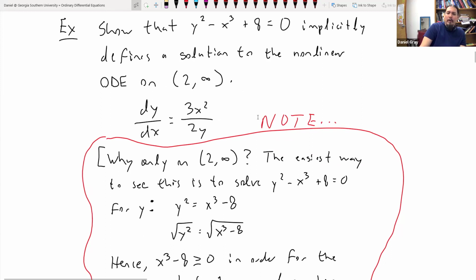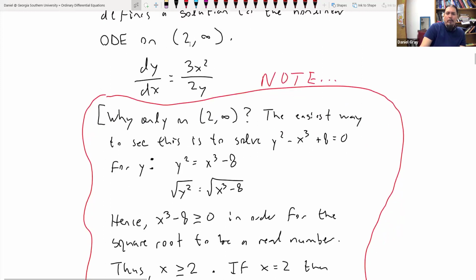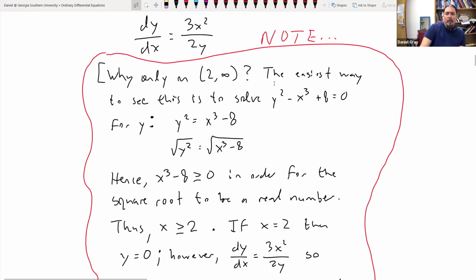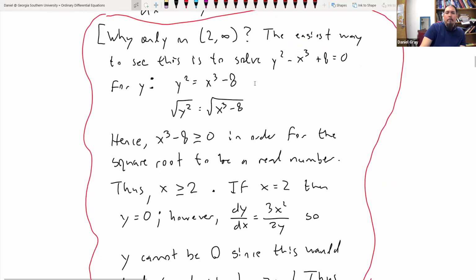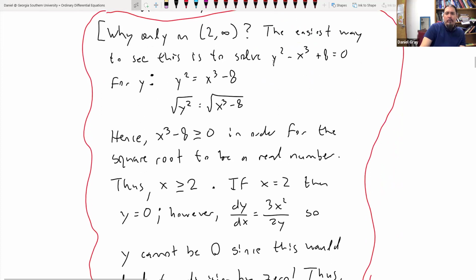Okay. And so just as a quick note over here, why is it only on 2 to infinity? Why isn't it on negative infinity to positive infinity? Certainly, if you look at this equation, you can plug in any x value you want. You can plug in any y value you want. Okay. So here's why. The easiest way to see this is let's just try solving for y in this equation. So we'll isolate it on one side of the equation. We get y squared equals x cubed minus 8.